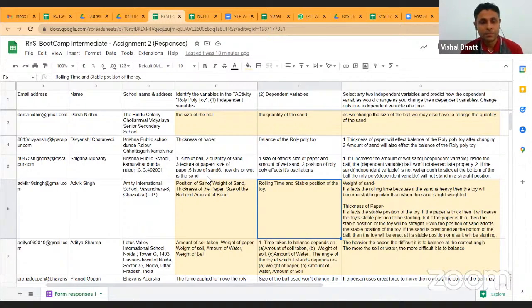Yes, sir. Actually, I agree with Advik, as he said that the weight of sand depends on the rolling time, and actually all of them. So first, let's go on the position of the sand. If I would put the sand on one side, it will roll smoothly at first, but when the area where the sand is reaches the bottom, it will become a little slow because of the weight, and then it would be going on the same speed, and then slowly, it would stop. If the weight of the sand would be greater, the rolling time would be shorter, and it would be a little bit slower.